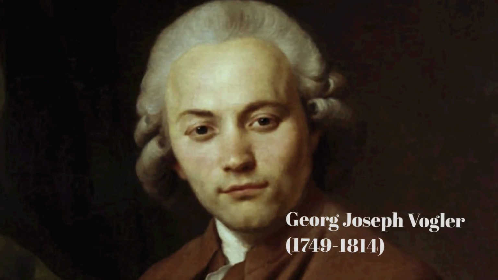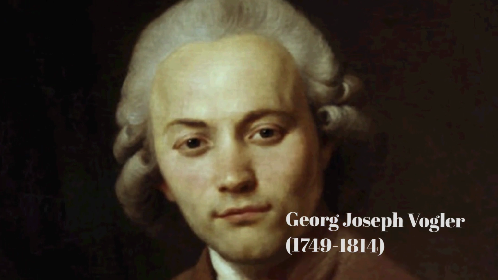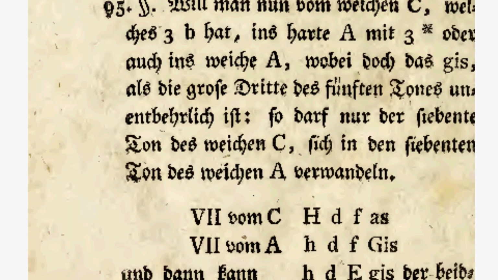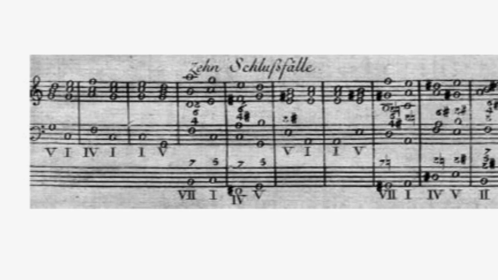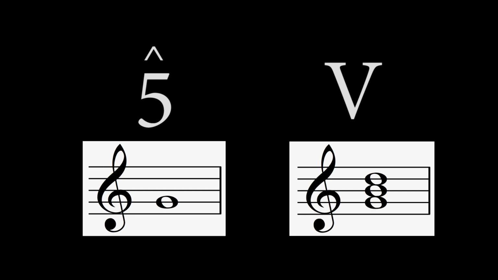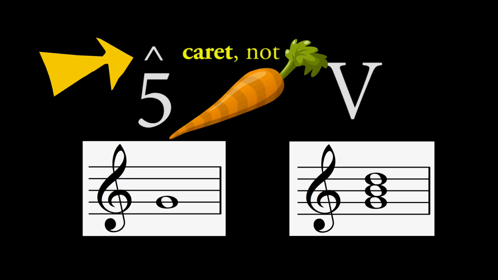But in terms of musical application, it was the composer-theorist Georg Vogler who first came up with the idea of using Roman numerals as a way of distinguishing between pitches and chords. This has a number of advantages. Today in music, whenever we use Arabic numerals, that refers to a pitch within a scale. So this note G, for example, in the key of C is the 5th note of the scale. We know it refers to scale degree because of that little notch above the number which we call a caret.